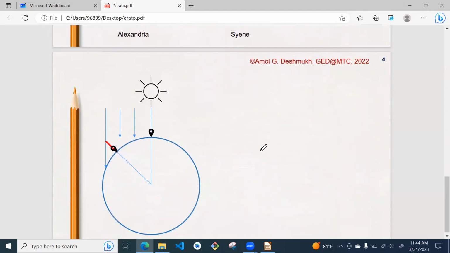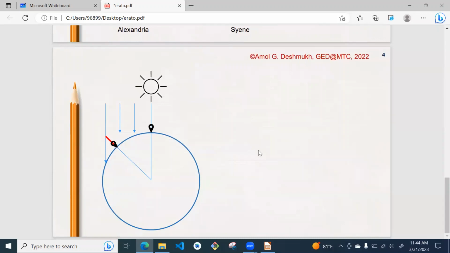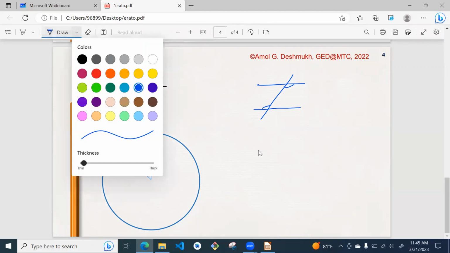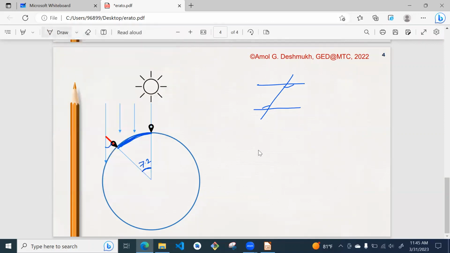The next thing for him was to calculate the total distance, which is the circumference of the earth. Here is how he did it. He knew this angle is 7.2 degrees. Obviously this angle will also be 7.2 because these are alternate angles on parallel lines: if these are two parallel sides and this is a third line, then this angle will be equal to this angle. So he knew that this angle is 7.2 degrees and this distance is 5,000 stadia.